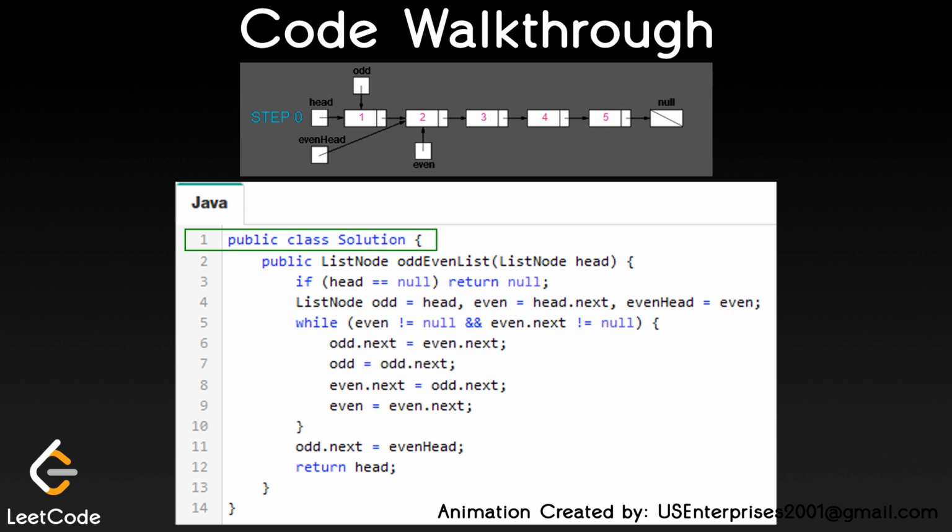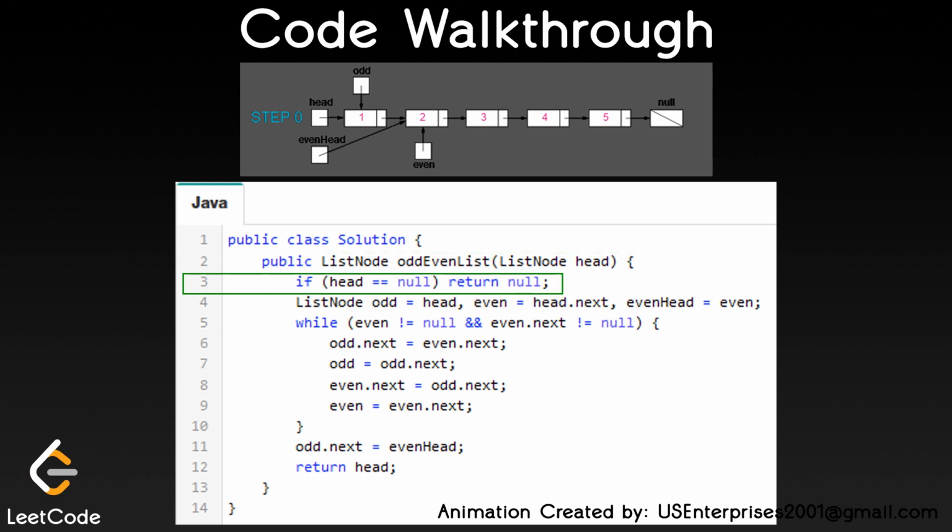On line 1 of our solution code, we declare a public class named Solution and begin our code block with an open curly brace. On line 2, we declare a public function oddEvenList of data type ListNode that accepts an argument head of data type ListNode. Then we open the code block for this function with an open curly brace.